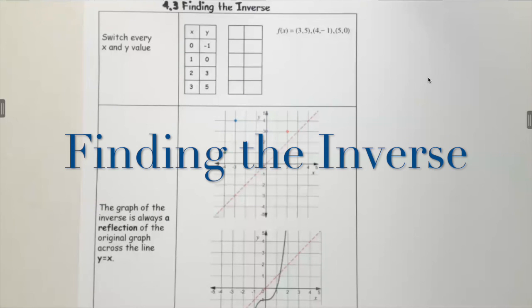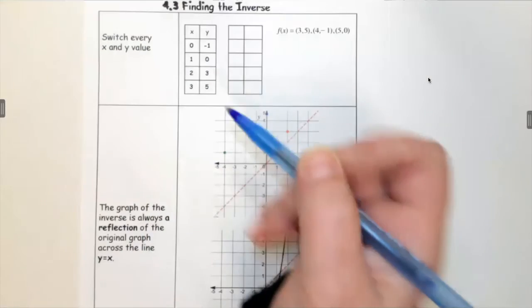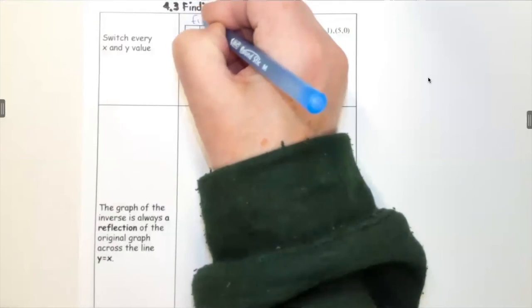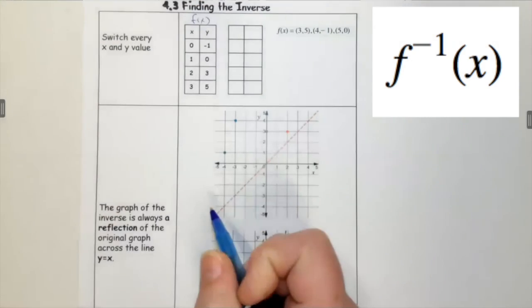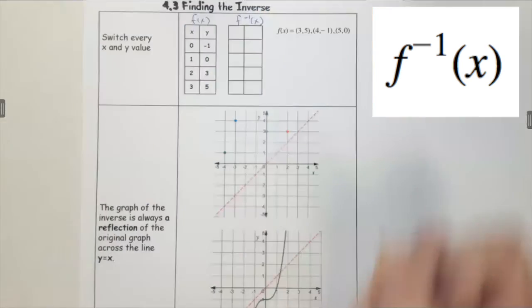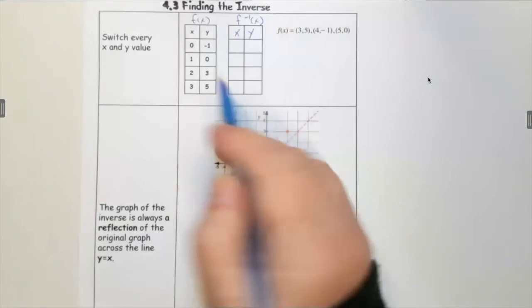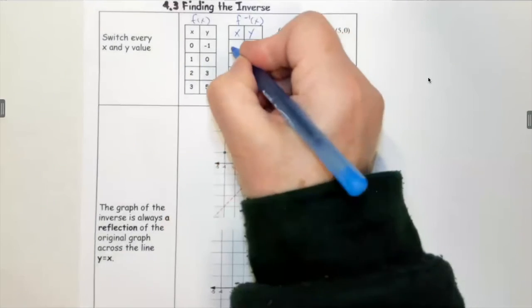4.3, finding the inverse. Switch every x and y value. Here is f of x. The inverse, f inverse of x, would be to switch the x and y values. Instead of 0, -1, we have -1, 0.